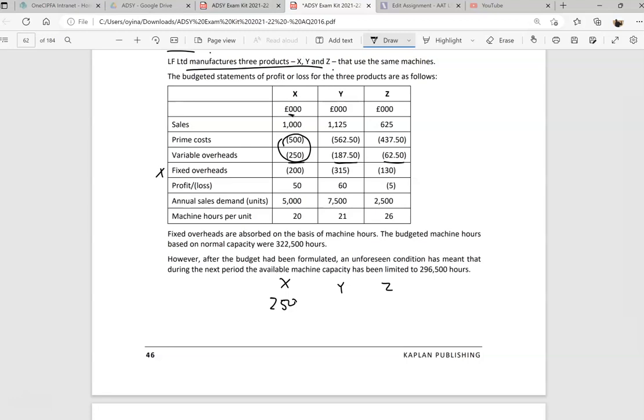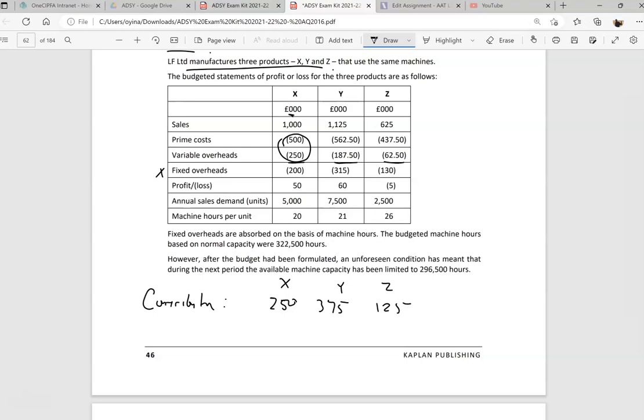And here my contribution is 1125, take away 562.5, take away 187.5, and that's 375. And here the contribution is 625, take away 437.5, take away 62.5, and here the contribution is 125. This is your contribution. Great stuff.